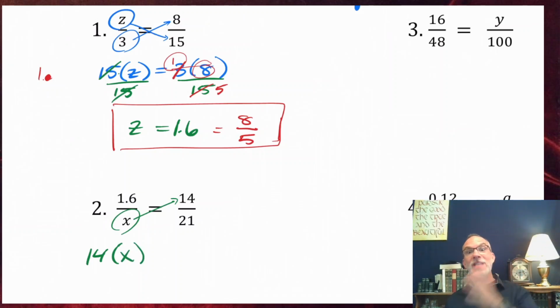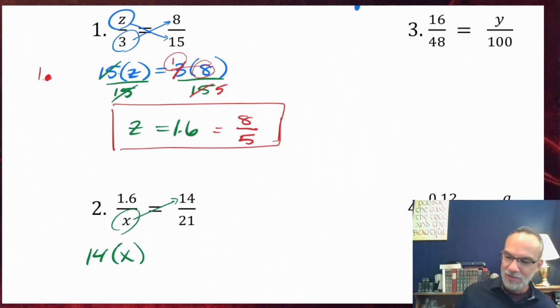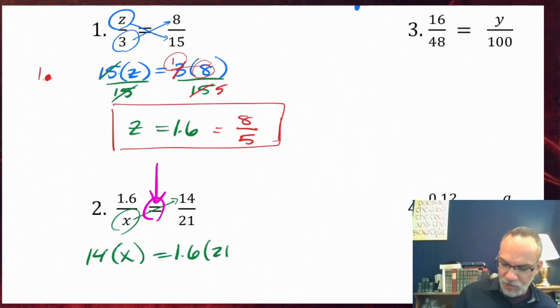If it's two fractions added to each other, you don't do this. That's adding fractions. If it's two fractions multiplied by each other, you do something else. That's multiplication. This is only when you've got two fractions that are equal to each other. So you've got to pay attention to the symbol right there. Only when they're equal to each other. Okay, so 14 times x must be equal to 1.6 times 21.